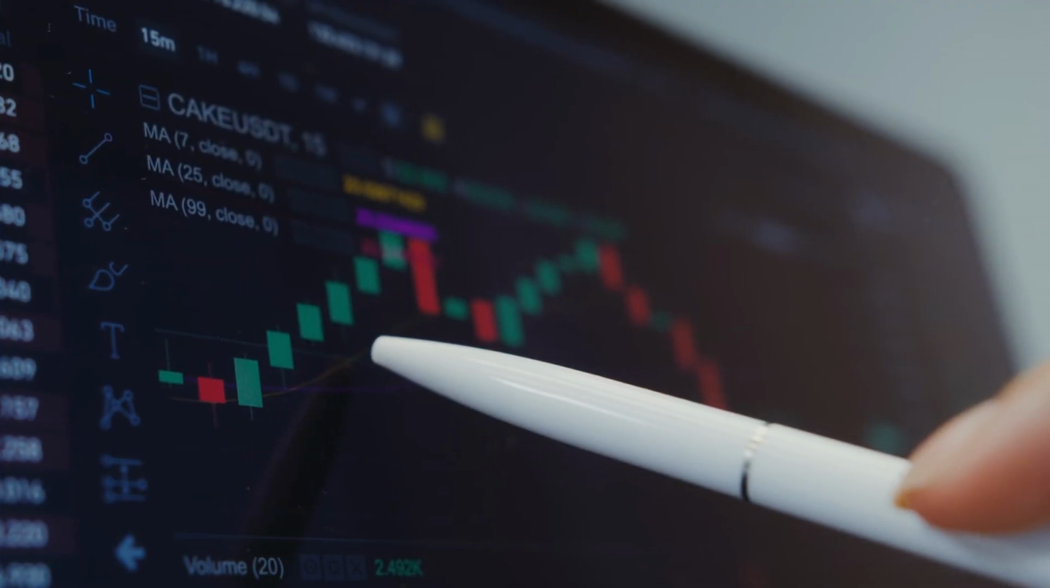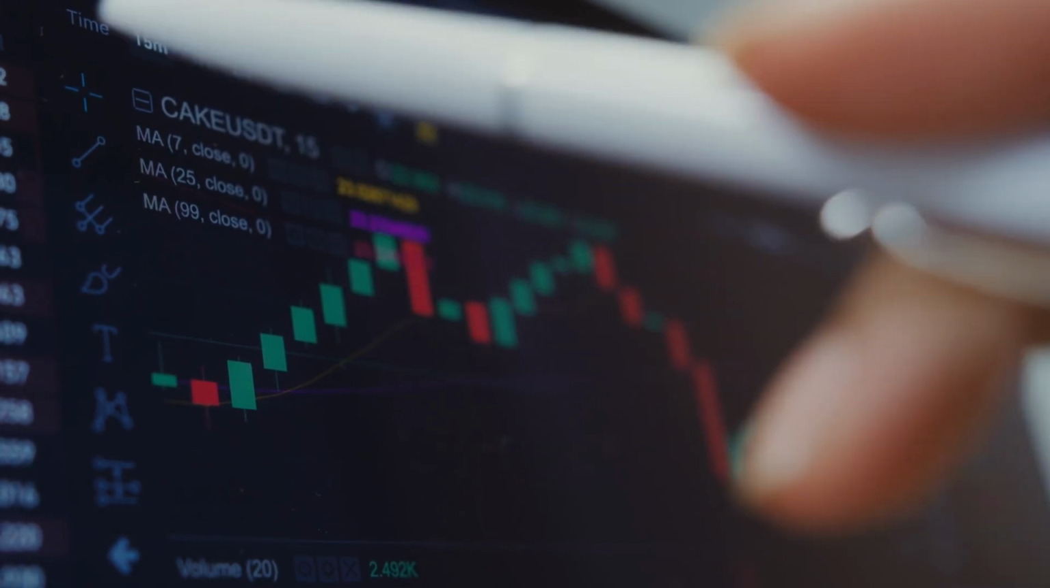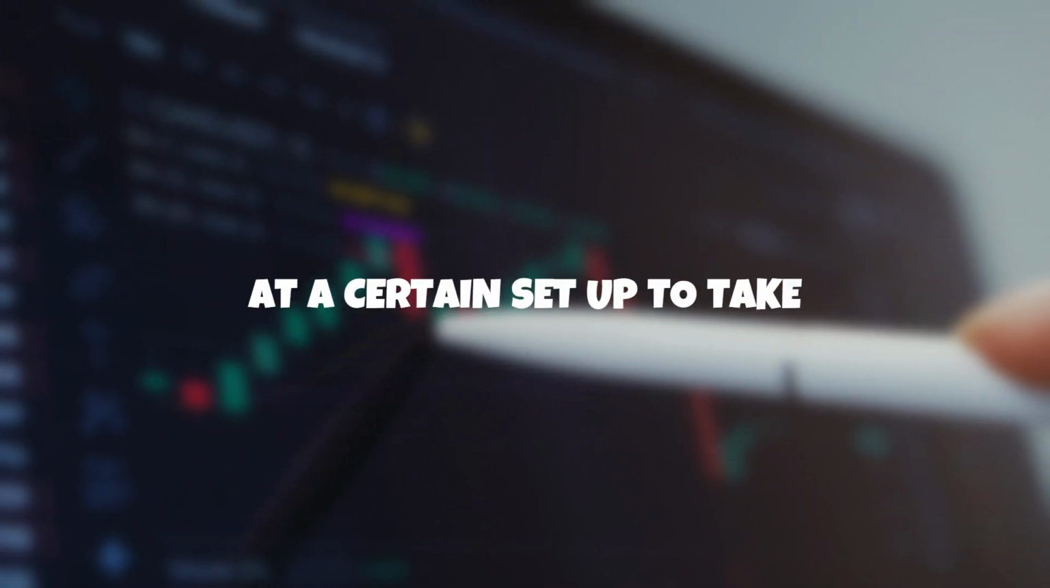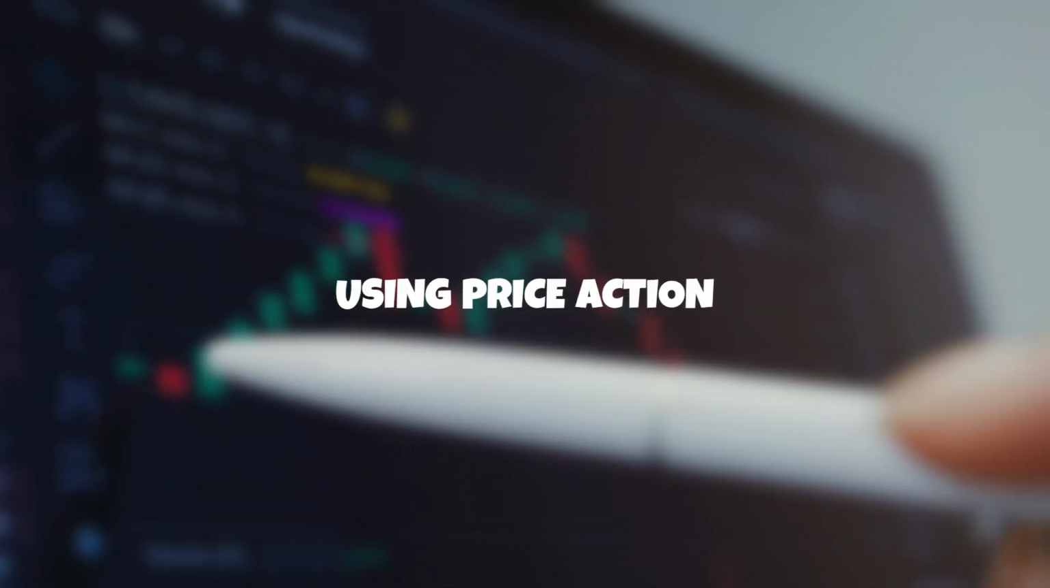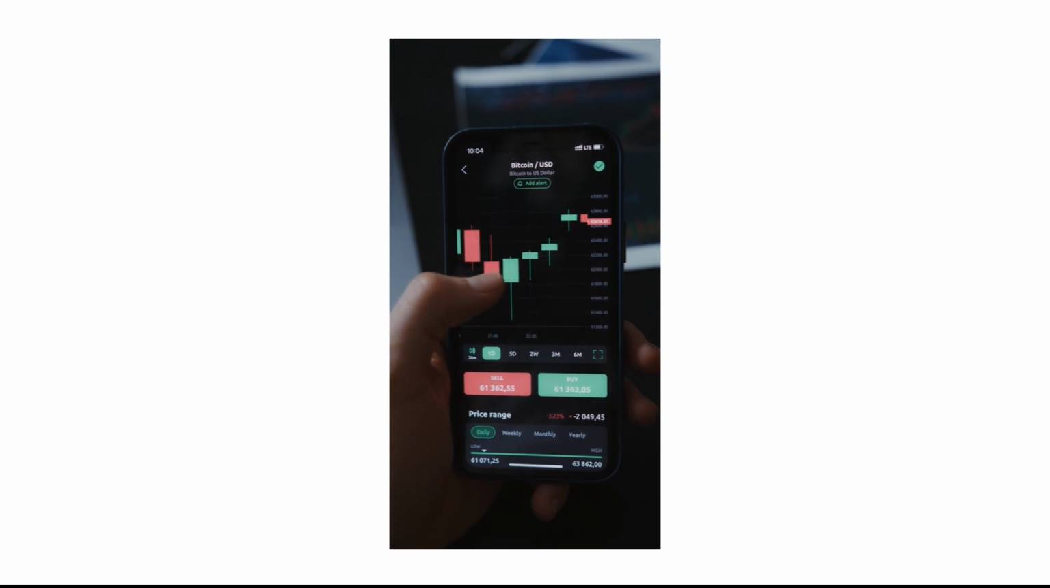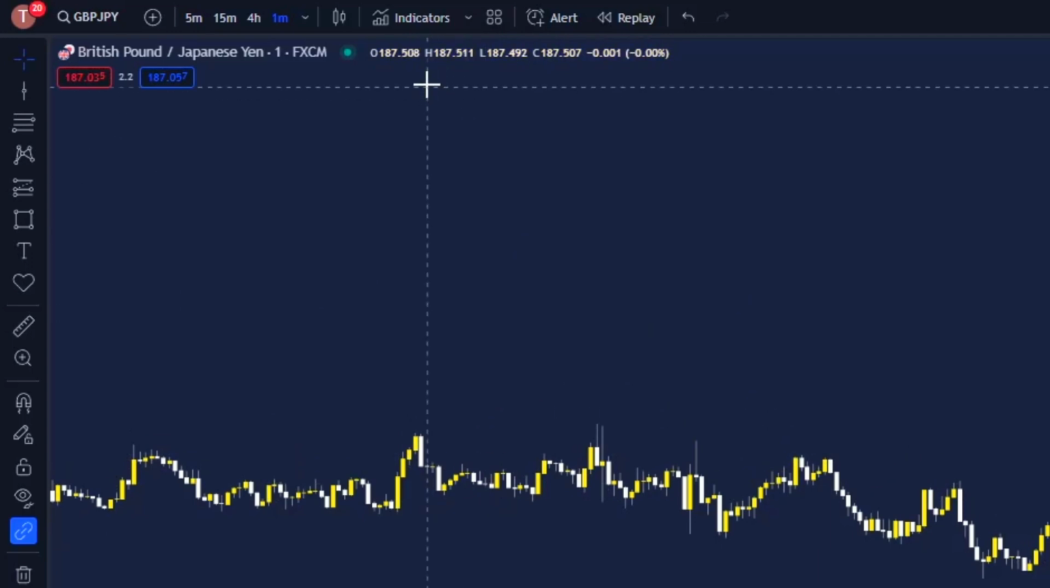We will only be taking trades after a certain time of the day, and not only that, but we will also be looking at a certain setup to take to aid this using price action. The moving averages that we are about to add will play an important role in serving that strategy, so make sure you're on TradingView, click the indicators at the top.